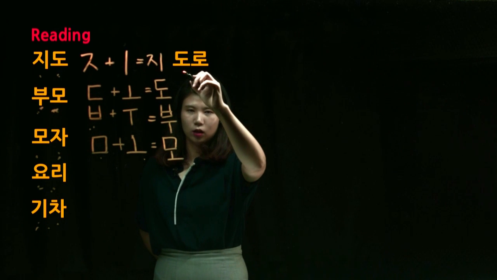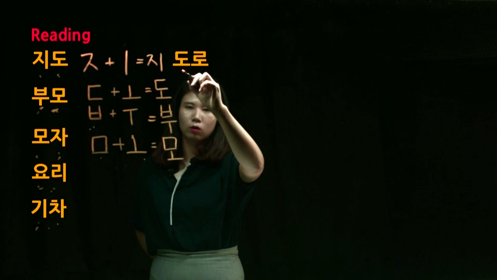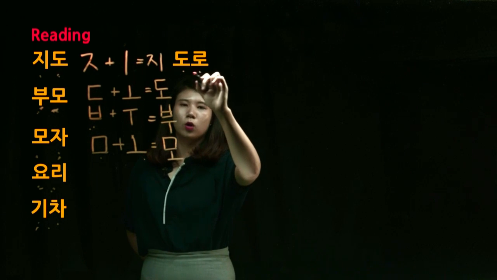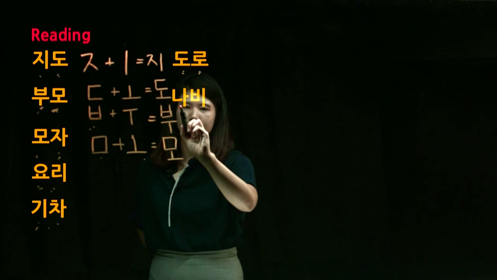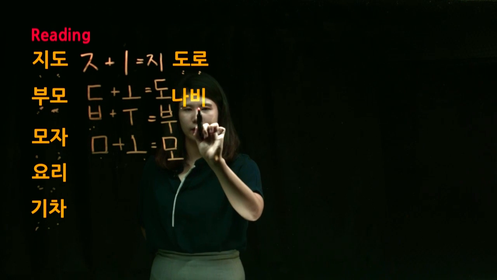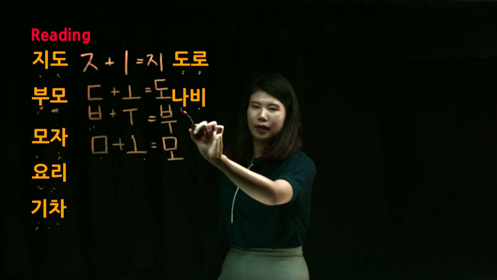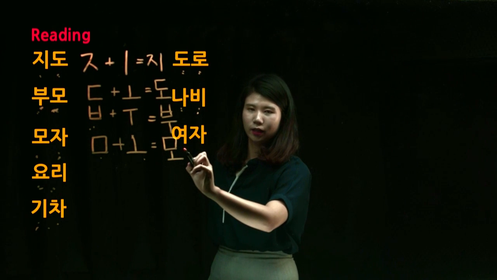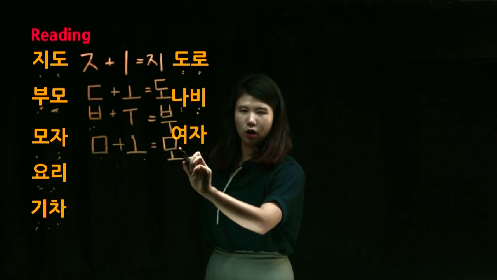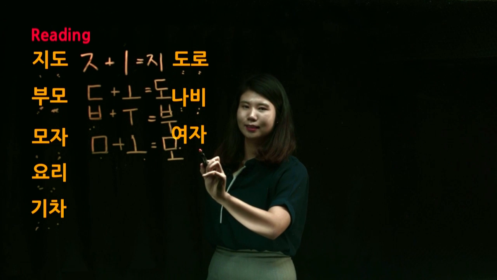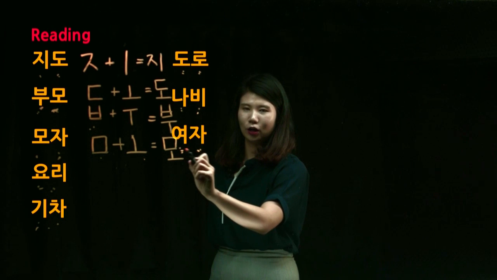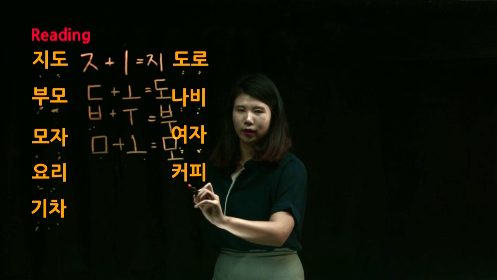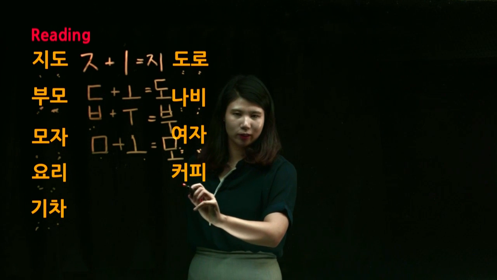Let's try it again. Do lo. Do lo. Okay, na bi. Na bi, very good. Okay, did you get it? 여 and 자. 여자. Okay. This could be tricky.